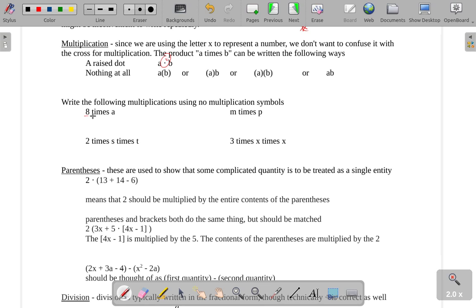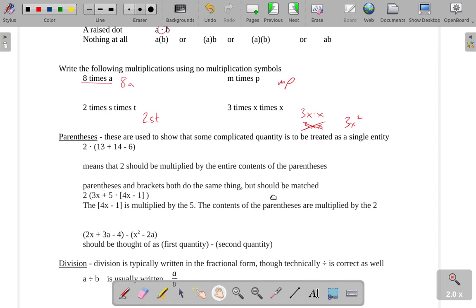So if we want to write something like 8 times a, we would just write 8a, or m times p, we'd write mp. 2 times s times t, we'd write 2st. 3 times x times x, well, we generally wouldn't write 3xx. That's kind of weird. Instead, what we'd usually do here is we'd say this is 3x squared.